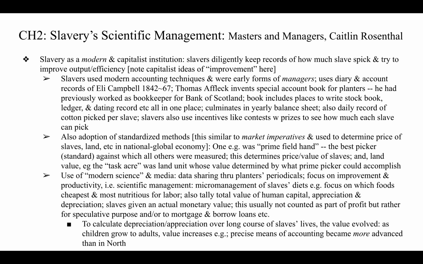I mean, just talking about value in this way in regard to human beings is difficult to do. But again, this is the application of modern capitalist management and accounting methods in the case of slavery. And in this way, precise means of accounting in the South became more advanced than those in the North. So this idea of slavery as a backwards, pre-capitalist, feudal institution just does not hold water.